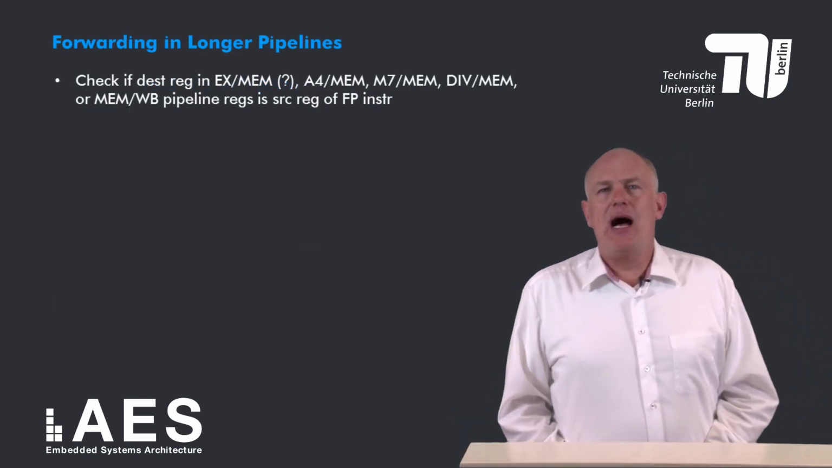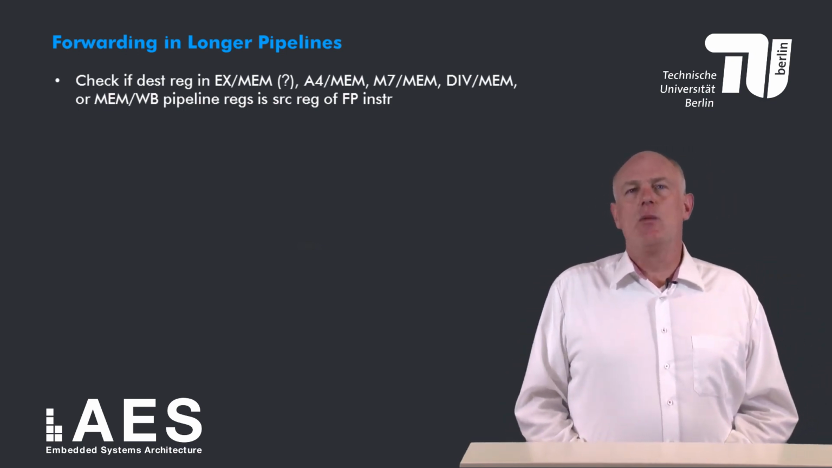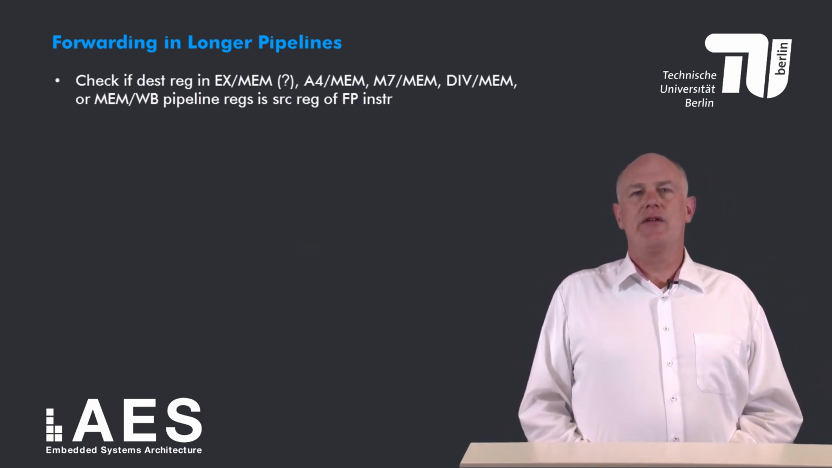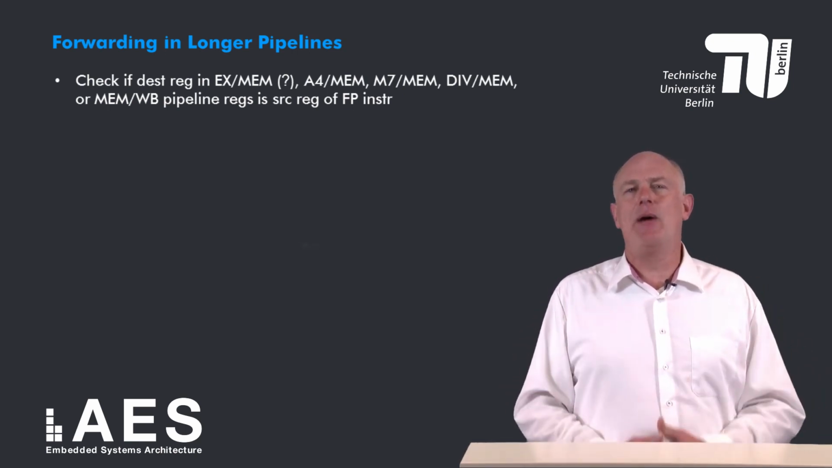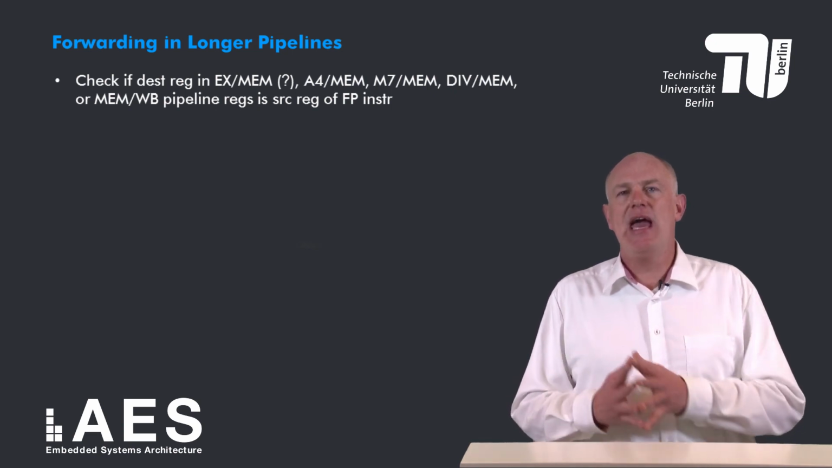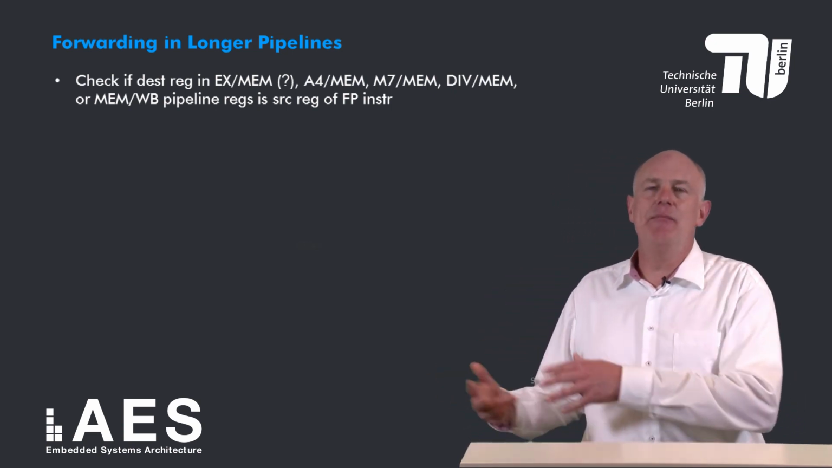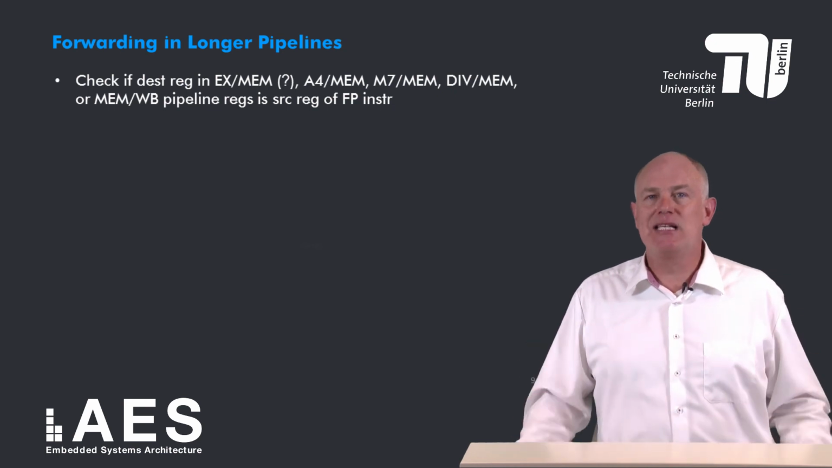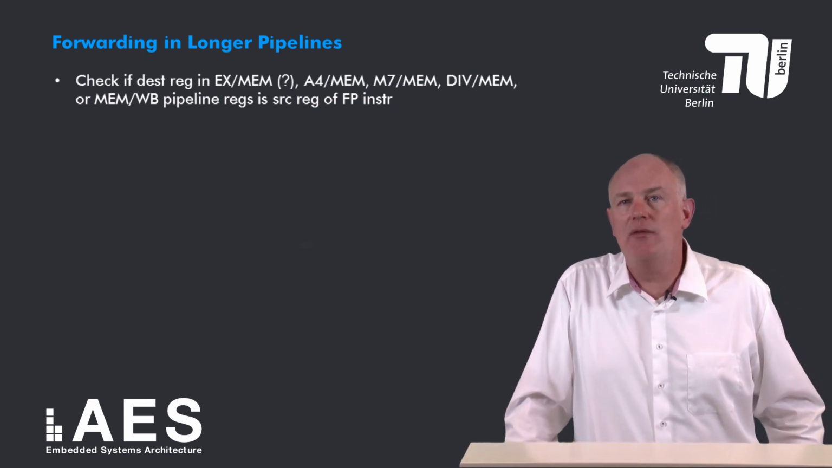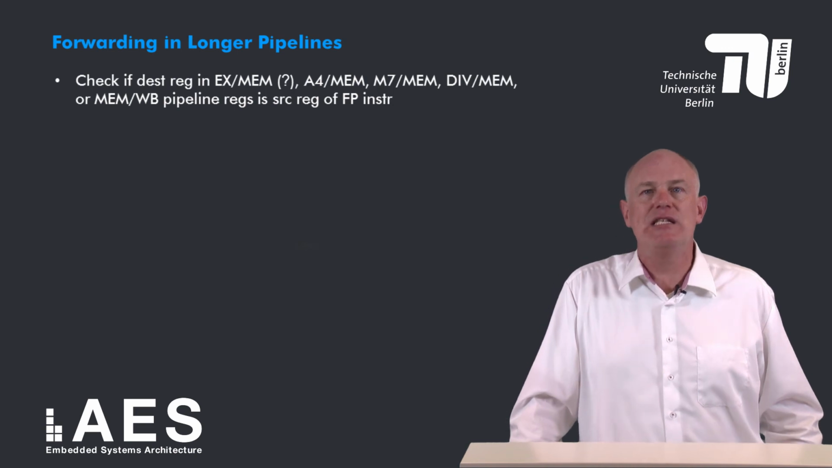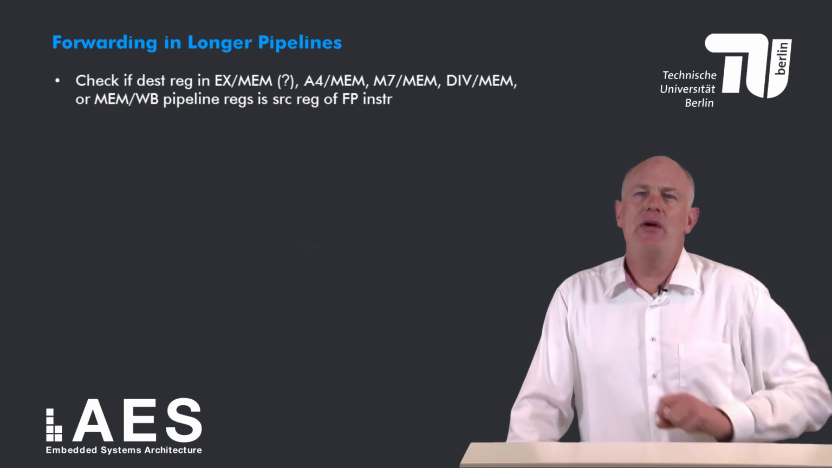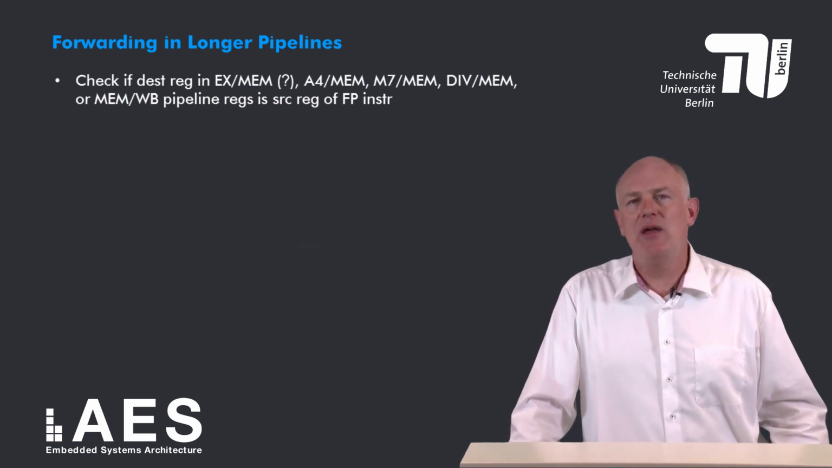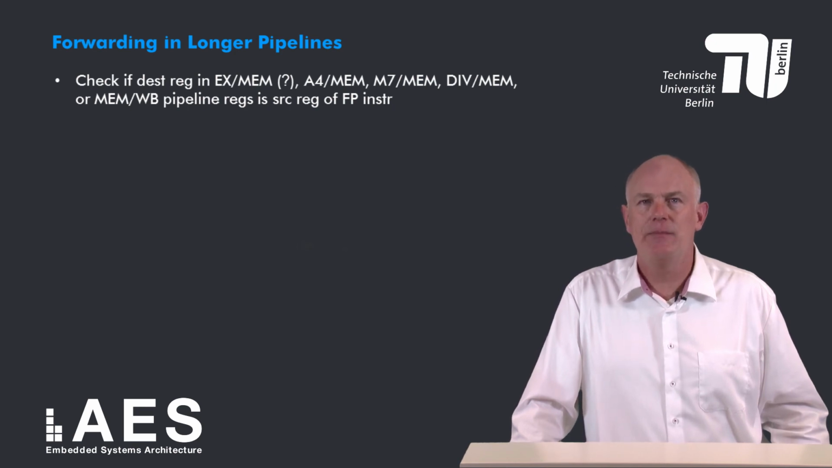Another challenge for longer pipelines is that the complexity of the forwarding logic increases. Basically, we must check if the destination register in any of the pipeline registers X/mem, A4/mem, M7/mem, div/mem, or mem/writeback is equal to one of the source registers of a floating point instruction that is currently in execution. I hope you remember that pipeline registers are used to separate the pipeline stages and are named after the two pipeline stages they separate.